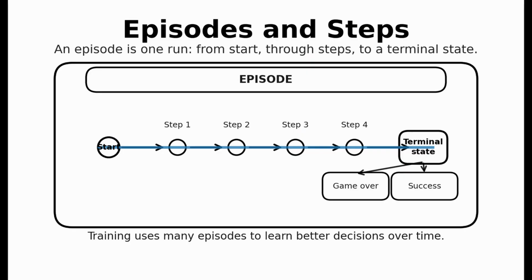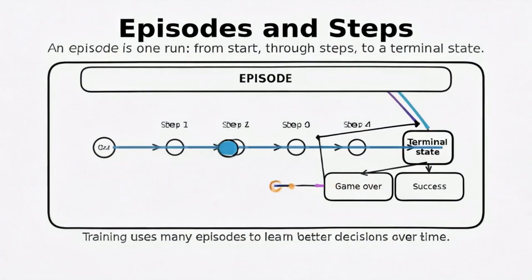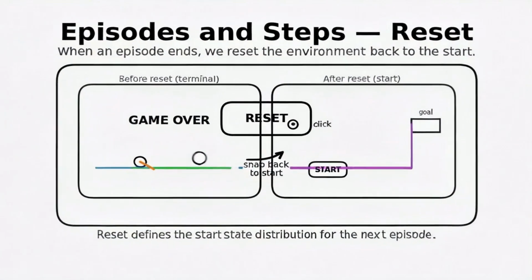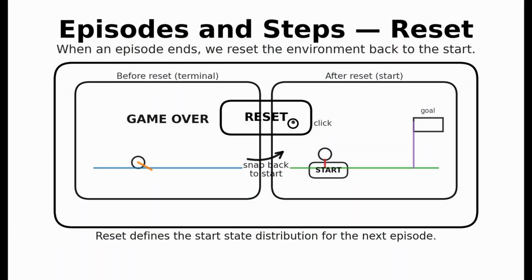An episode is one run from start to finish. In a game: start level, play, game over. That's an episode. In a robot task: reset the scene, attempt pick and place, success, failure, reset. That's an episode. Each episode is made of steps. At each step: observation, action, reward, next observation.